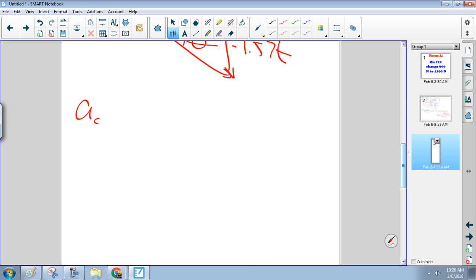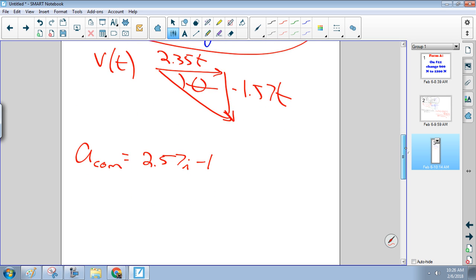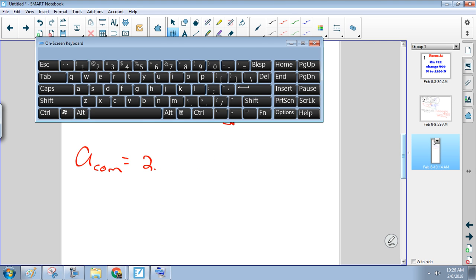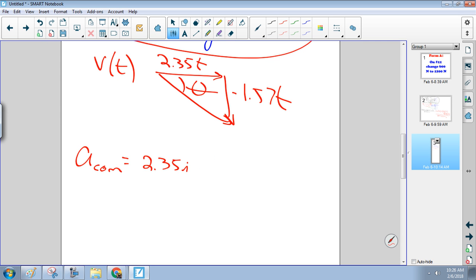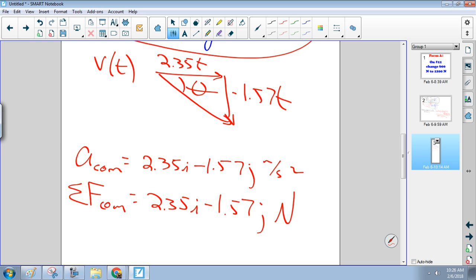We know that the acceleration of the center of mass is, what was it, 2.57 I minus, is that right? No. 2.35, sorry. 2.35 I minus 1.57 J meters per second squared, right? Good? So couldn't we find the net force acting on the center of mass just by multiplying by the mass of the system? So the mass of the system is 1 kilogram, right? So that's 2.35 I minus 1.57 J newtons.